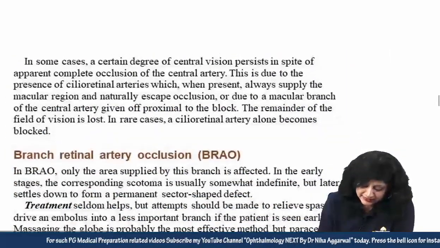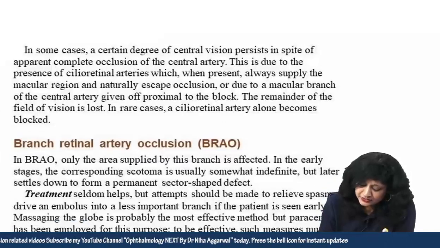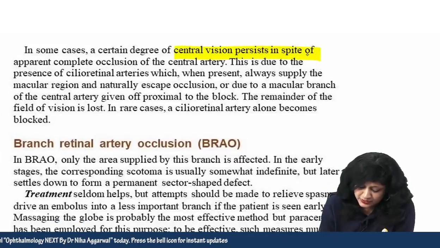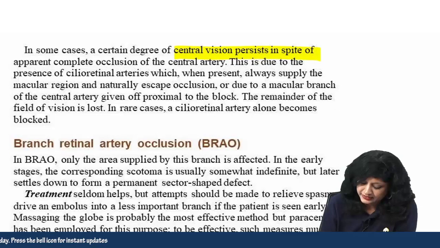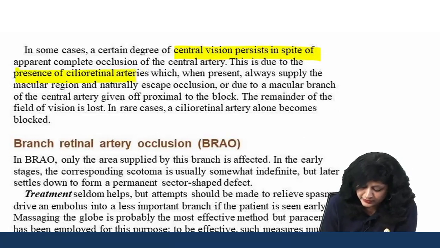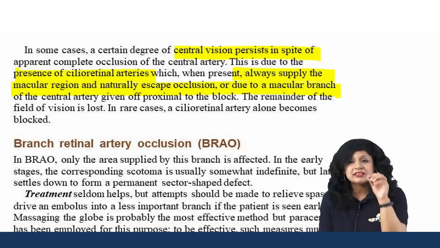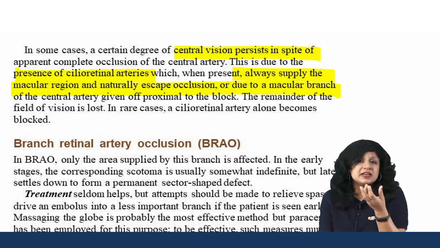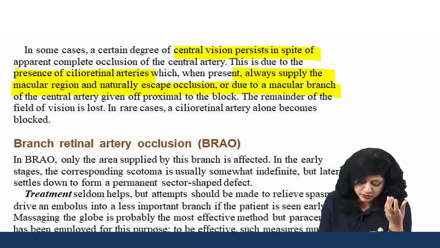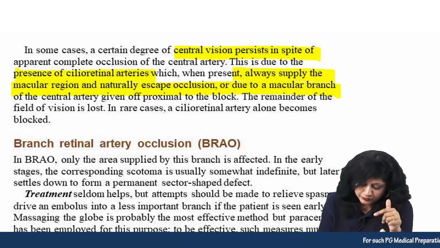Now in some cases, a certain degree of central vision persists in spite of the complete occlusion of the central retinal artery, which is due to the presence of cilio-retinal arteries, which always supply the macular area. So due to this macular branch, that is cilio-retinal artery, that will continue to supply the macular area, we can have the sparing of the central vision, and remaining of the field will be lost.